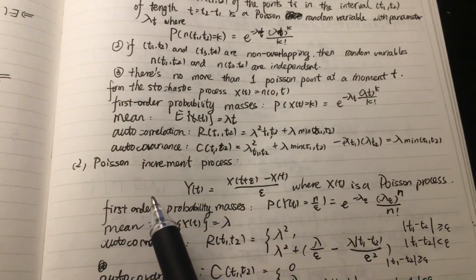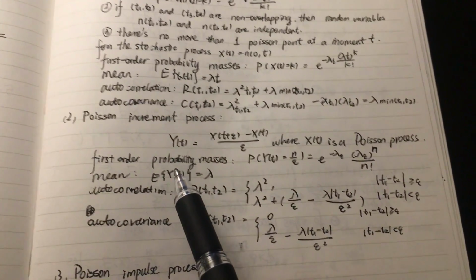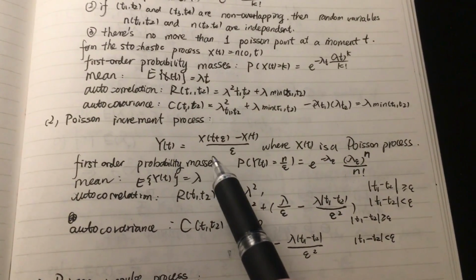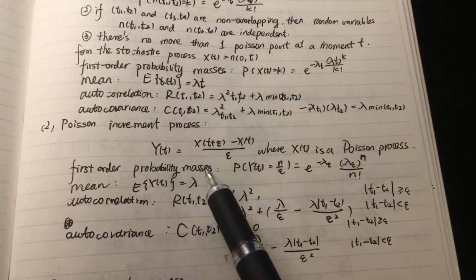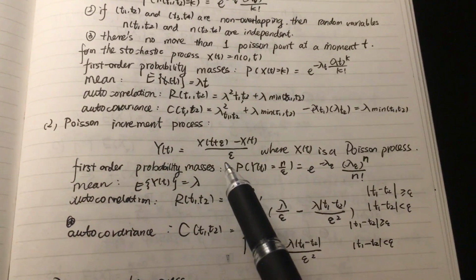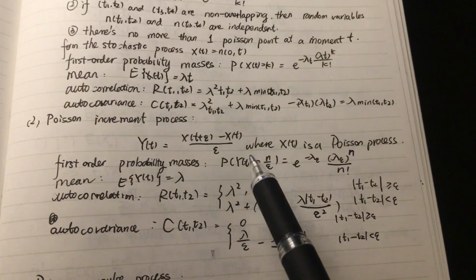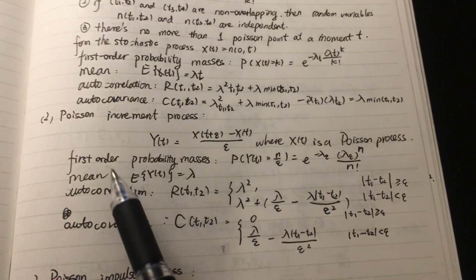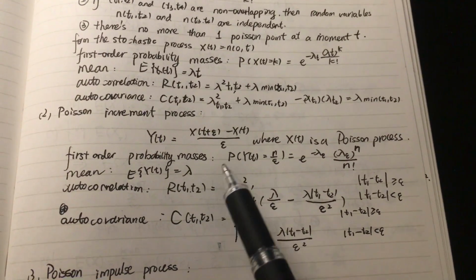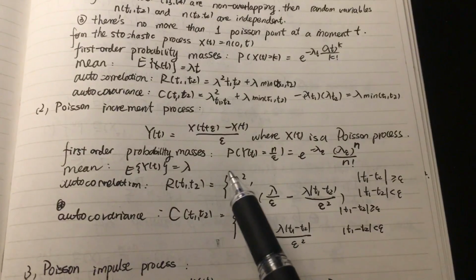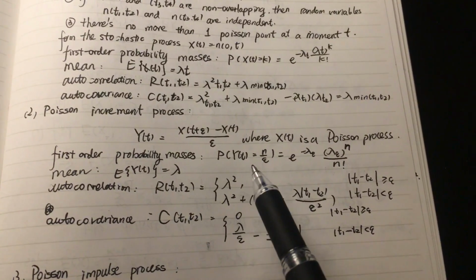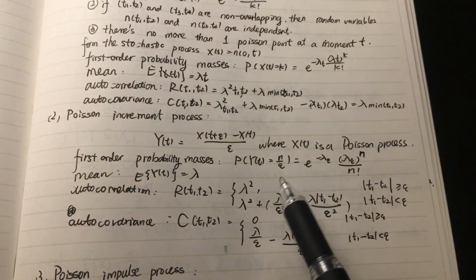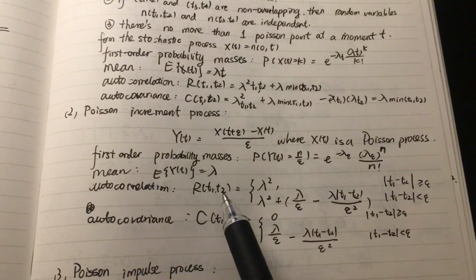The second thing is the Poisson increment process, and the definition of the Poisson increment process is y(t) equal to x(t plus epsilon) minus x(t) over epsilon, where epsilon is a very small number and where x(t) is a Poisson process. It has the first order probability mass equal to P of y(t) equal to n over epsilon is equal to e to the degree of minus lambda epsilon times lambda epsilon to the degree of n over n factorial. It has the mean equal to lambda.